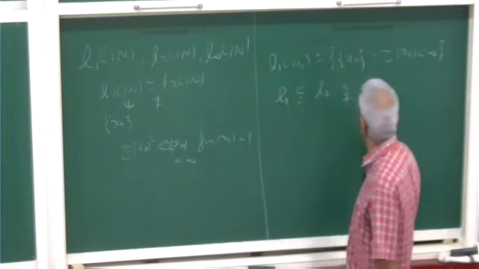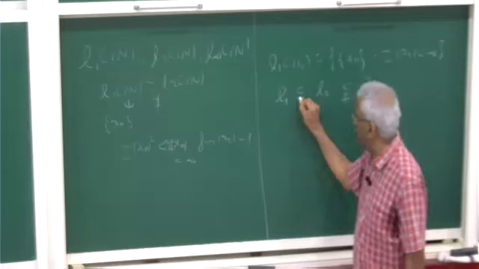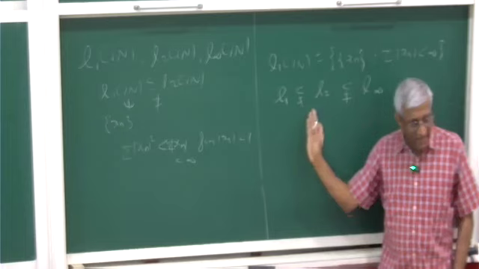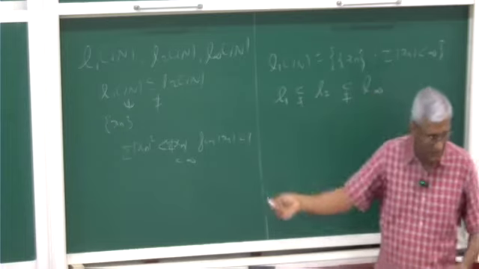Of course, all bounded sequences need not be summable, and if a sequence is summable, then it is square summable. Otherwise, it is not true. 1 by n is square summable, but it is not summable, and all bounded sequences need not be summable either.